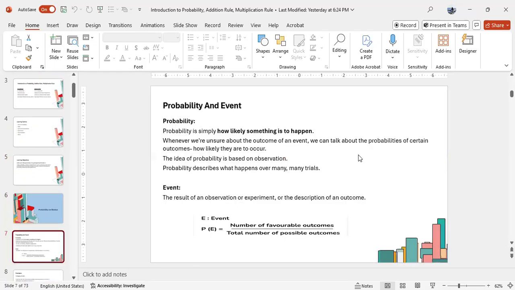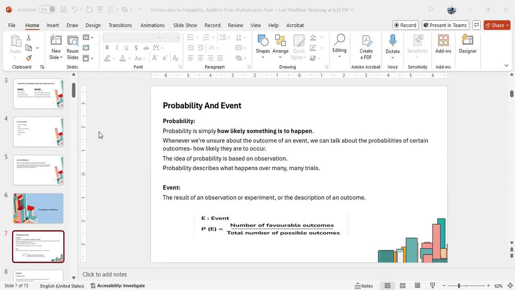Probability and basics. Probability is simply how likely something is to happen. Whenever we are unsure about the outcome of an event, we can talk about the probabilities of certain outcomes, that is, how likely they are to occur. The idea of probability is based on observations. Probability describes what happens over many trials.